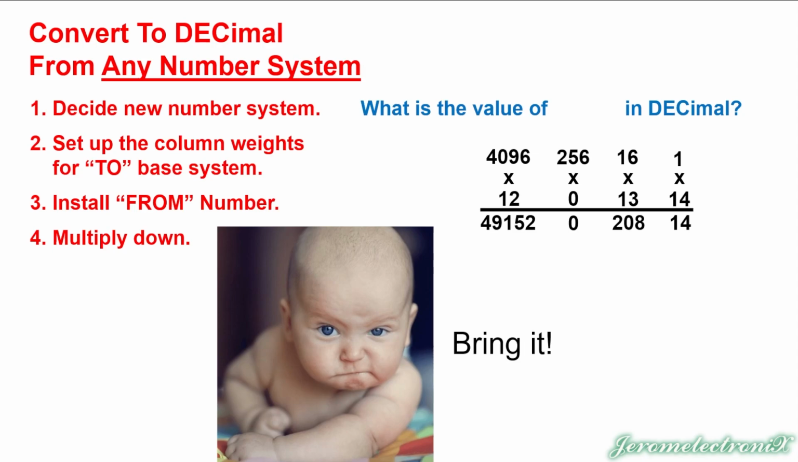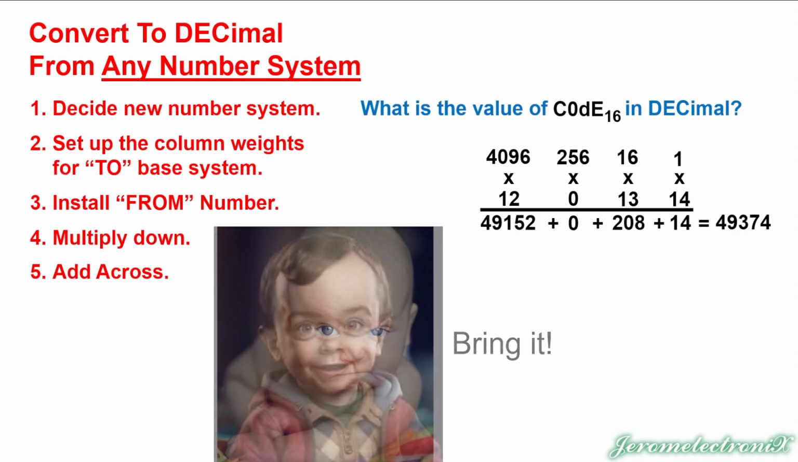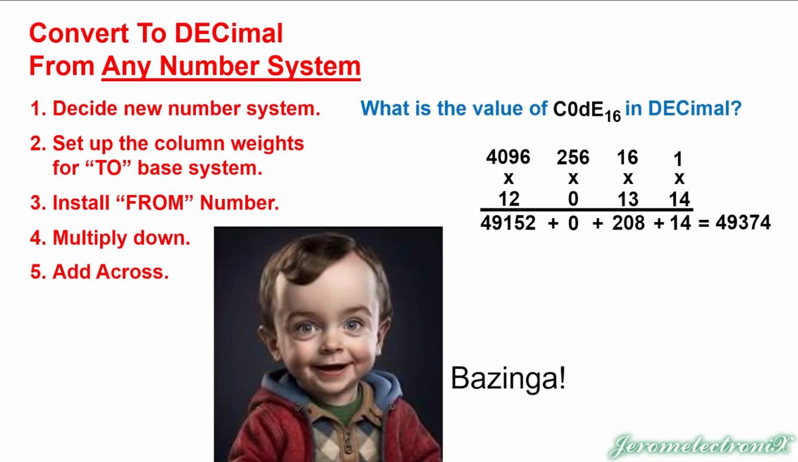All we got to do now is add them up. Add across, and that will result in our decimal number for the hexadecimal number C0DE. 49,374 is equal to the value of hexadecimal C0DE. Baby Sheldon says, bazinga, because we're so awesome.